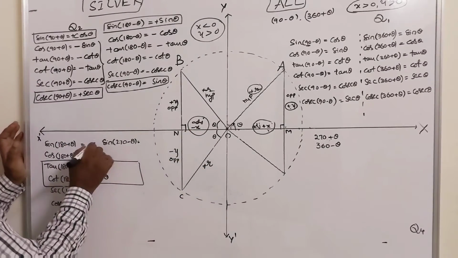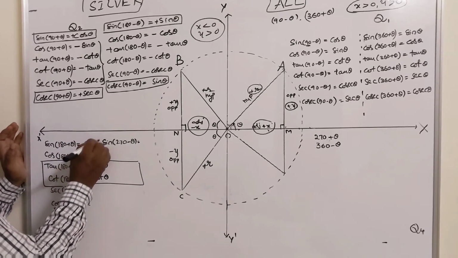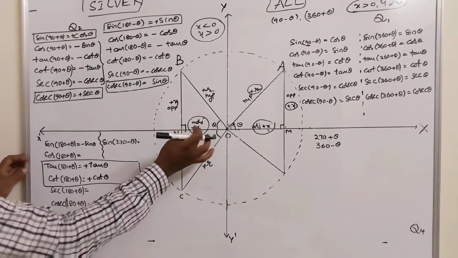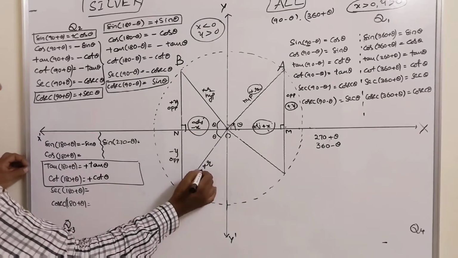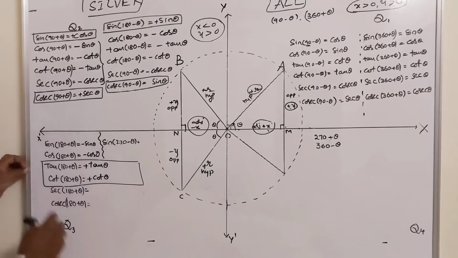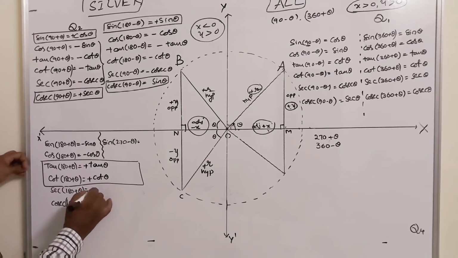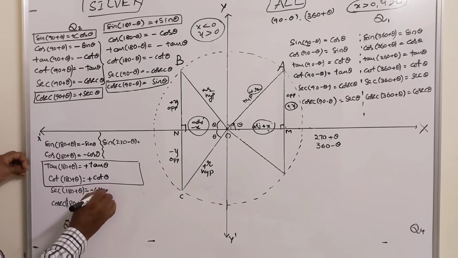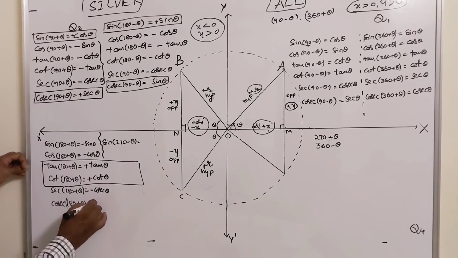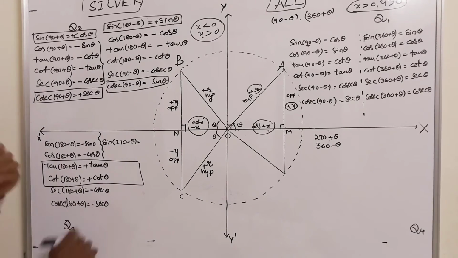Next, sine. Sine theta is equal to opposite side by hypotenuse, minus by plus, minus sine theta. Cos of 180 plus theta, adjacent side by hypotenuse, that is minus cos theta. Secant of 180 plus theta, minus secant theta. Cosecant of 180 plus theta, minus cosecant theta.